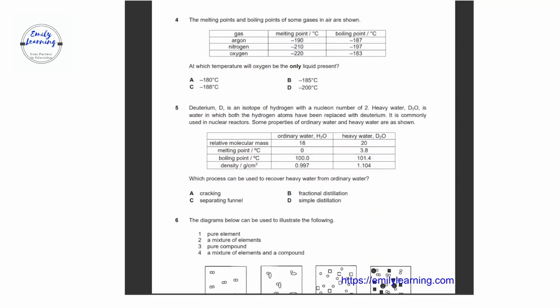Let's take a look at question 4. In question 4, you are given the melting and boiling points of some gases in air. Next you are asked, at which temperature will oxygen be the only liquid present? In other words, at that temperature, only oxygen is a liquid, the rest are not. When we are given melting and boiling points, we know that as temperature increases, a substance moves from solid to liquid, then to gas.